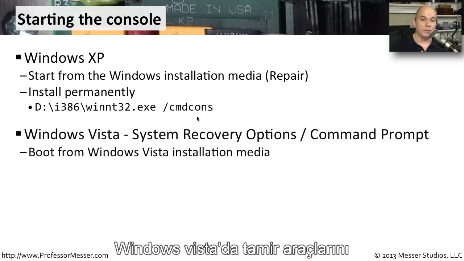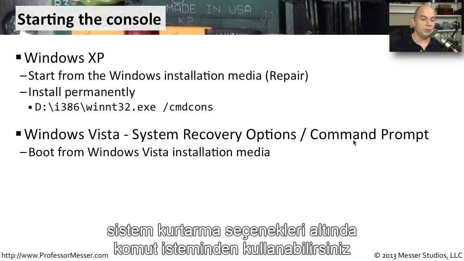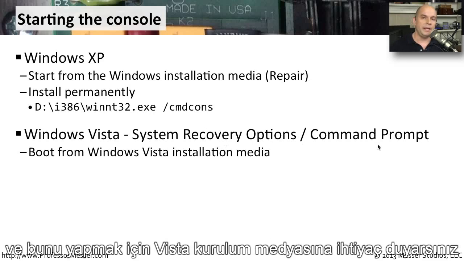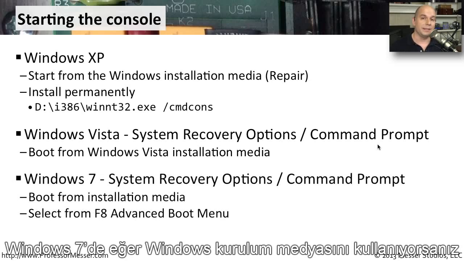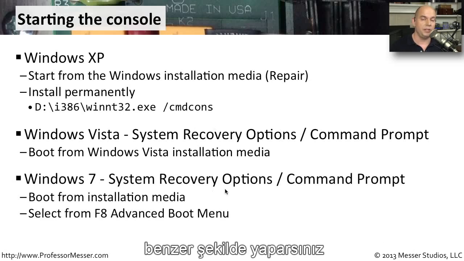In Windows Vista, you would use the repair utilities under the system recovery options to go to the command prompt, and you need your Windows Vista installation media to be able to do that. In Windows 7, it's a similar process. It's almost exactly in the same place if you're using your Windows installation media.